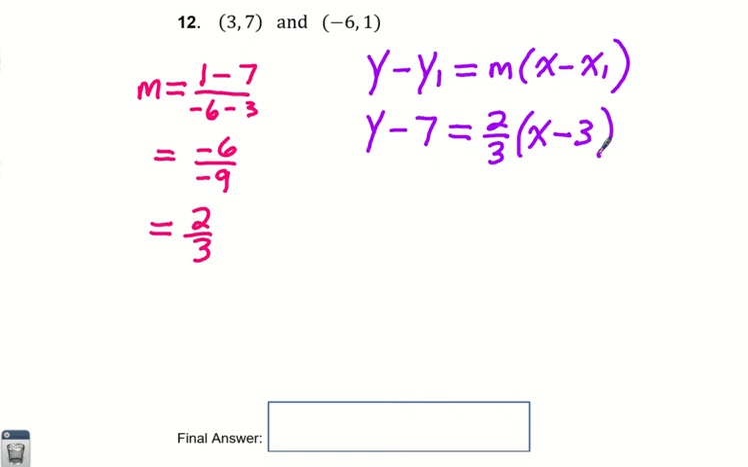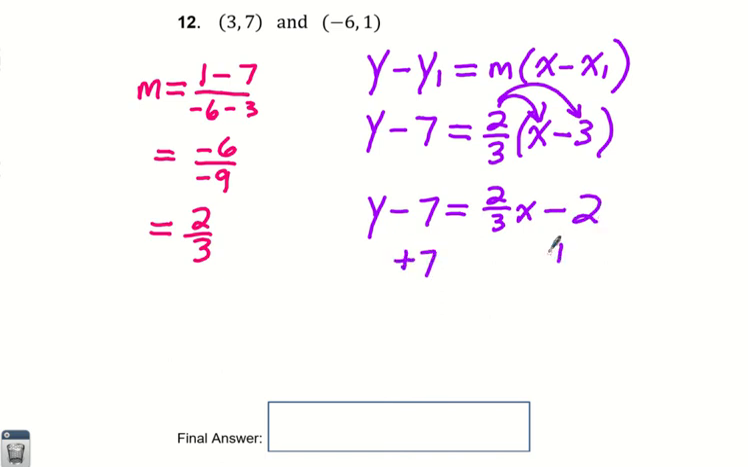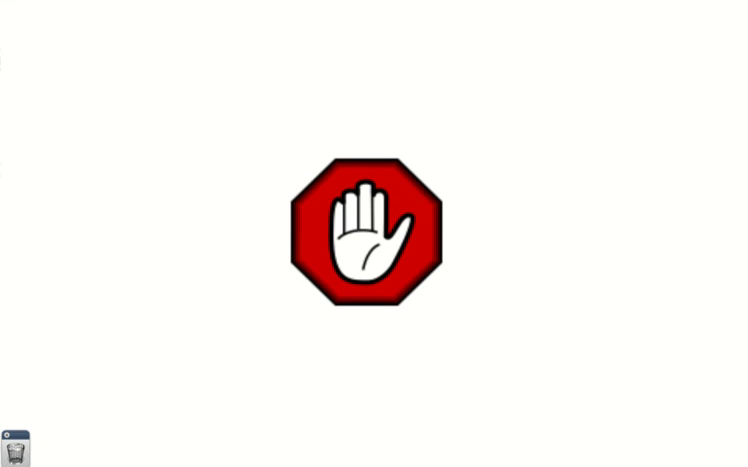So distributing the 2/3. Y minus 7, just hold on a second over there. 2/3 times x. 2/3 times -3 is -2. And then when I add 7 to both sides to get y by itself, the right side ends up being 2/3 x plus 5. And just like that, I'm done.